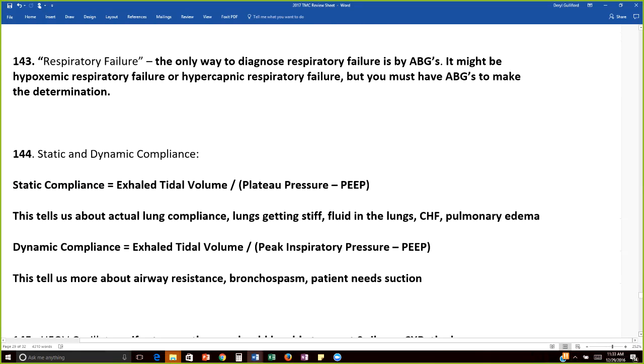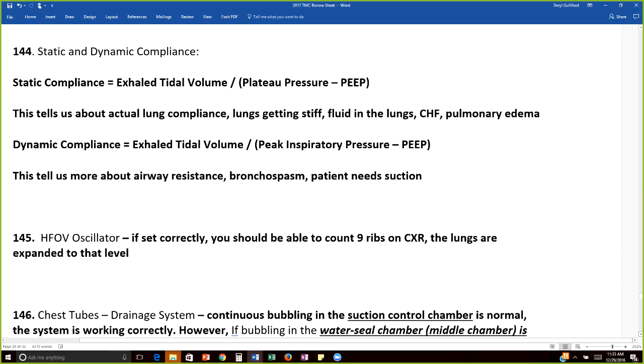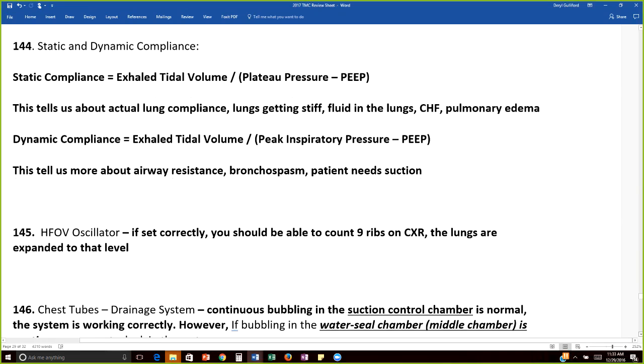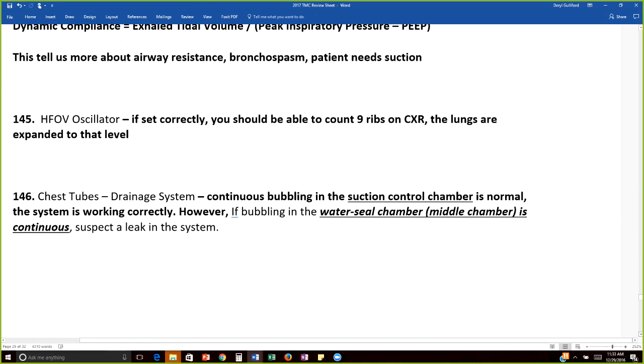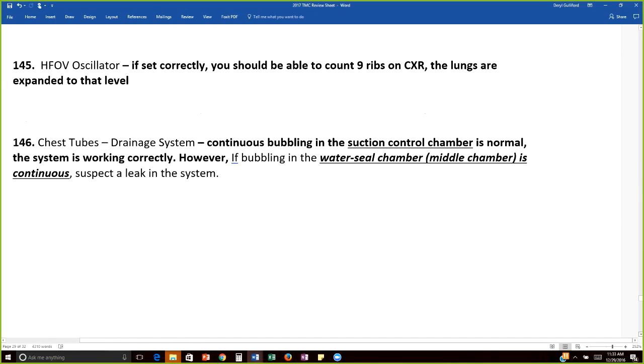Here's the calculation of static and dynamic compliance. Pretty sure you know that by the time you graduate RT school, but static is tidal volume divided by plateau minus PEEP. Dynamic is exhaled tidal volume divided by peak pressure minus PEEP. All right. Oh, on the oscillator, count 9 ribs on chest x-ray. I've had several students inquire about that, so maybe it's on your test.